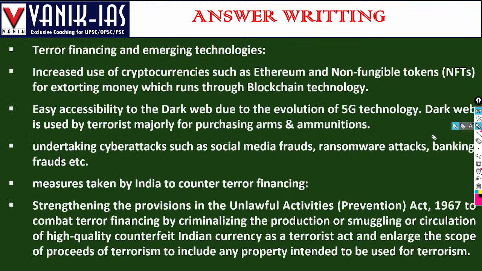Terror financing and emerging technologies. What are the emerging technologies? Blockchain technology, artificial intelligence and 5G technology. Increasing use of cryptocurrencies: Ethereum, non-fungible tokens, NFTs, these can also be transacted. These are highly encrypted, for extorting money through blockchain technology. Blockchain technology is the biggest problem with respect to terror funding, because there is no regulating authority in blockchain technology. There is nobody who can tell you the source of that money and who is getting it.